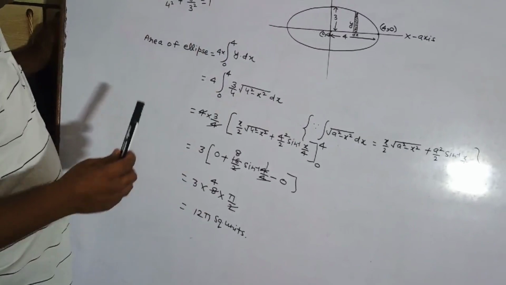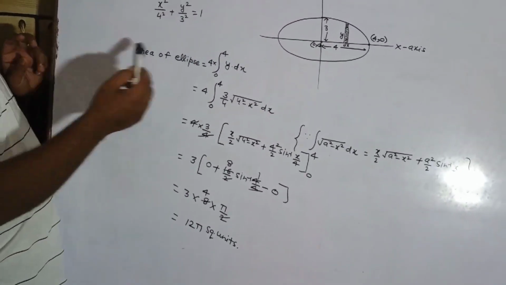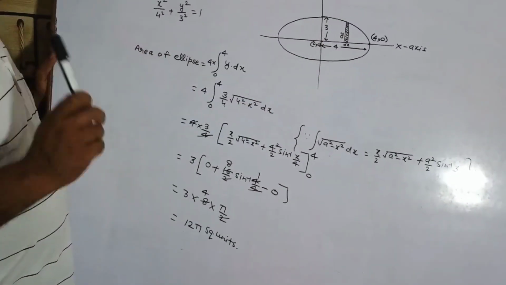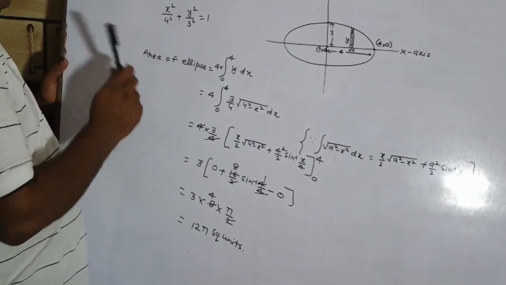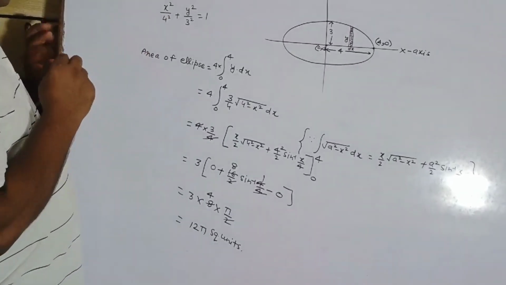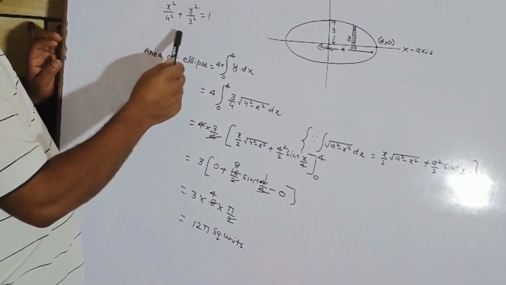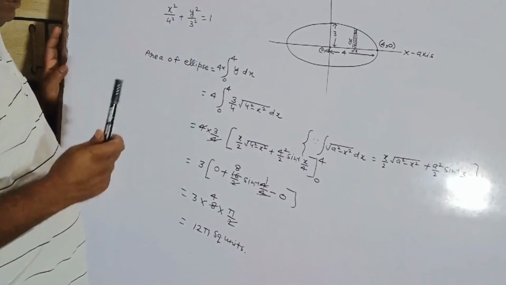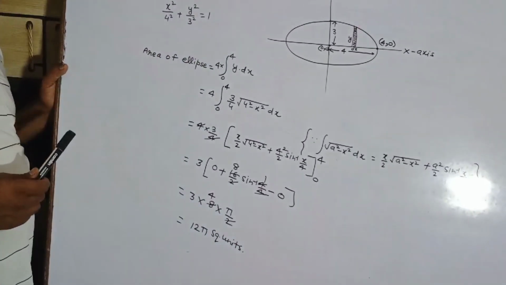And you can find the area of this ellipse by a short trick also. What is the area of an ellipse? Pi AB. The value of A is 4 and the value of B is 3. So the area of this ellipse will be 4 times 3, that is 12 pi, and we are getting the area of the ellipse as 12 pi.